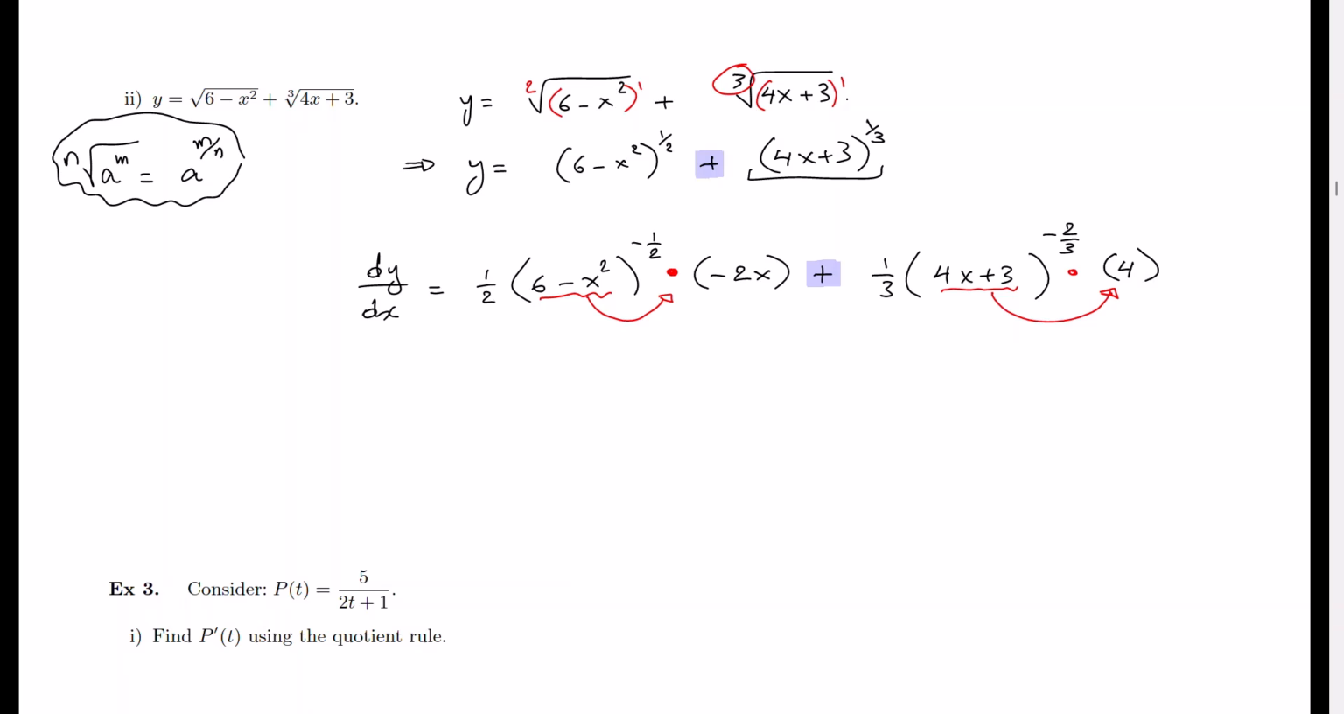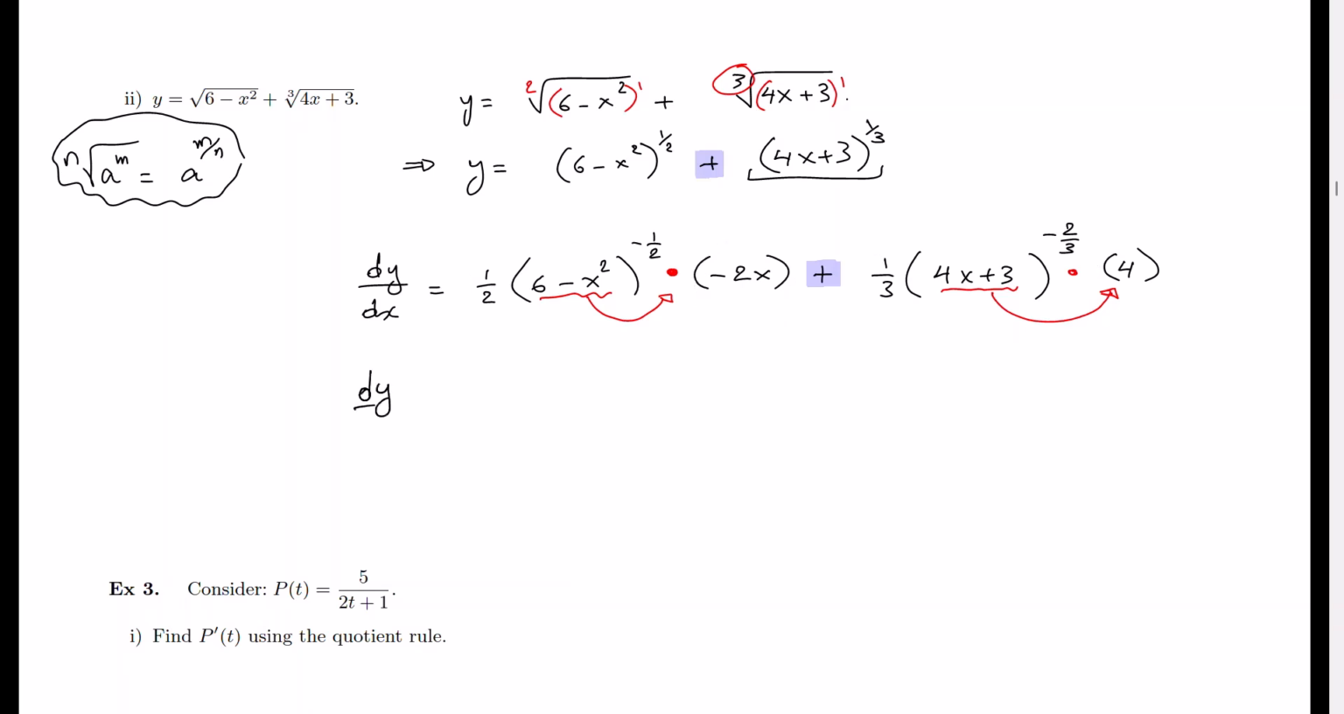So at this point, I've found the derivative, but all I want to do in the next few steps is make it look prettier by combining, for example, this 1/2 and this negative 2x, and this 1/3 and this 4, and maybe I'll stop there.